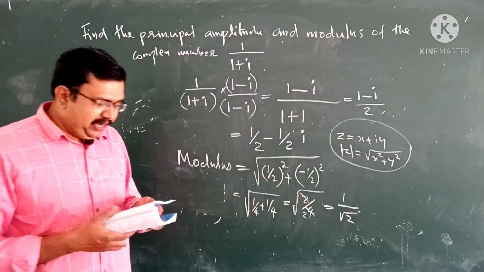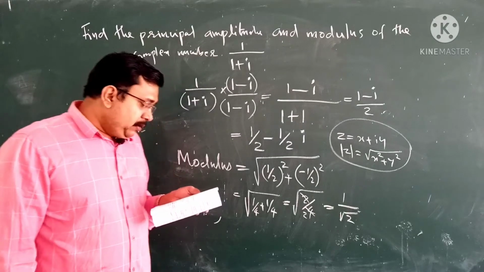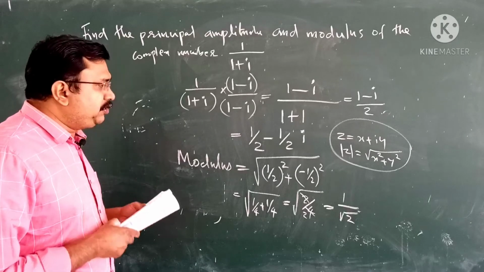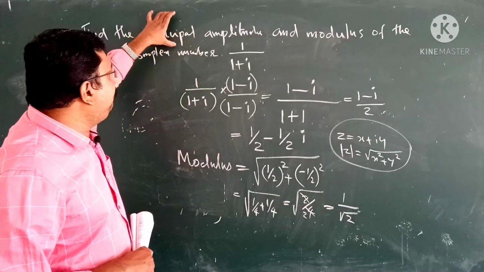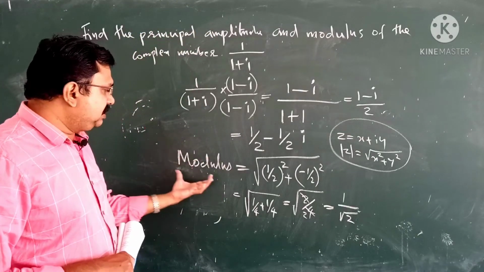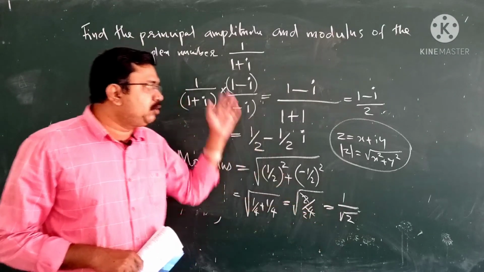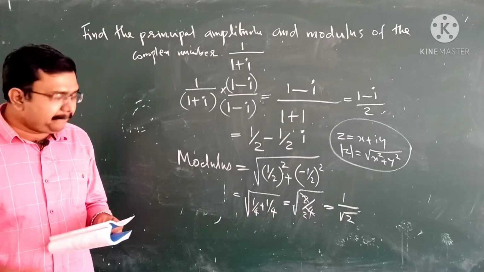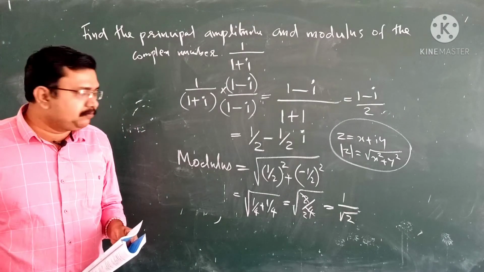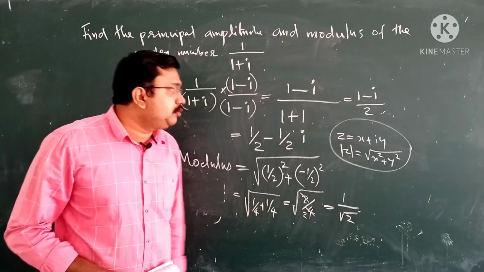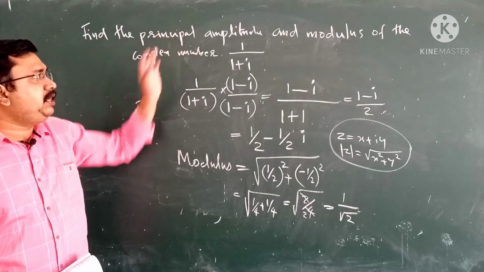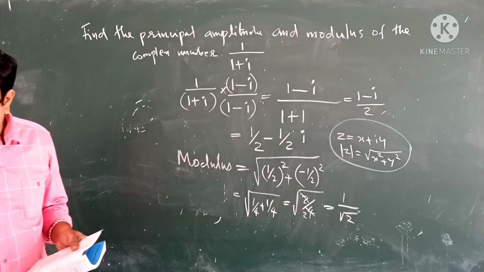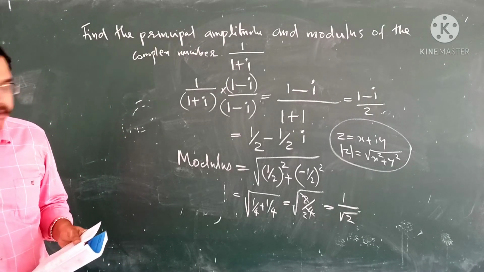Now we want to find the amplitude, the principal amplitude. First you may write modulus is equal to 1 by root 2. Please write down on your notebook. Modulus is 1 by root 2. Next we want to find the principal amplitude. Listen how to find the principal amplitude.